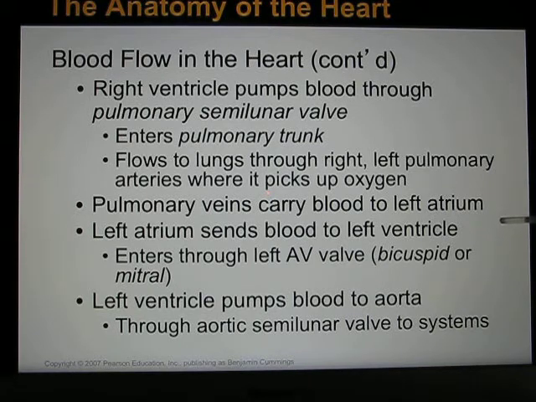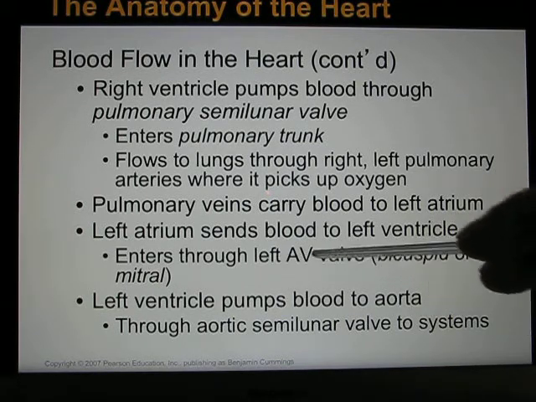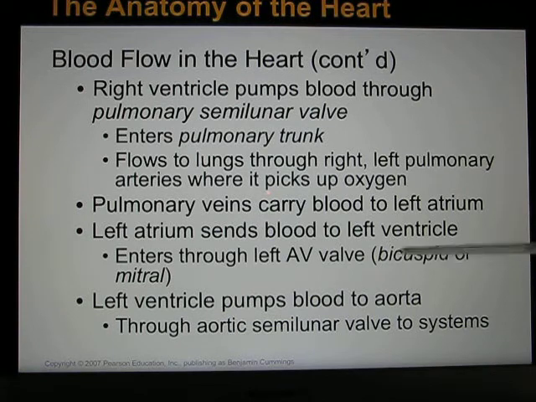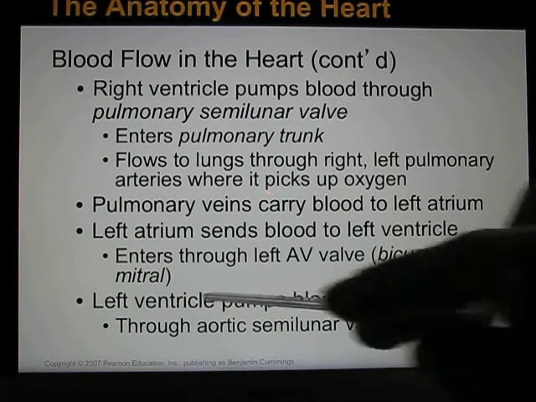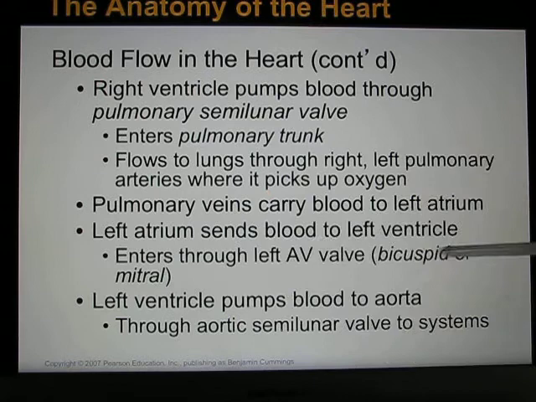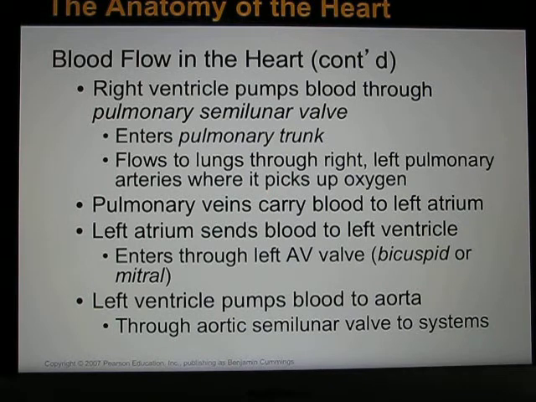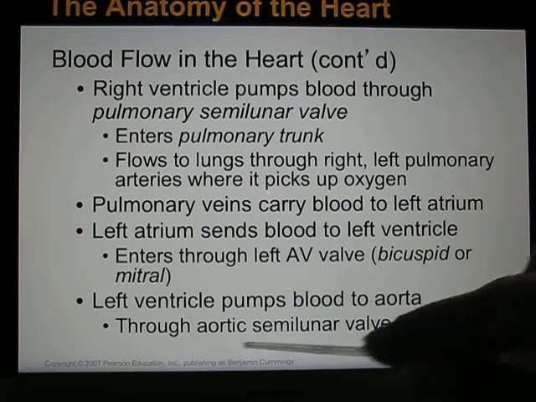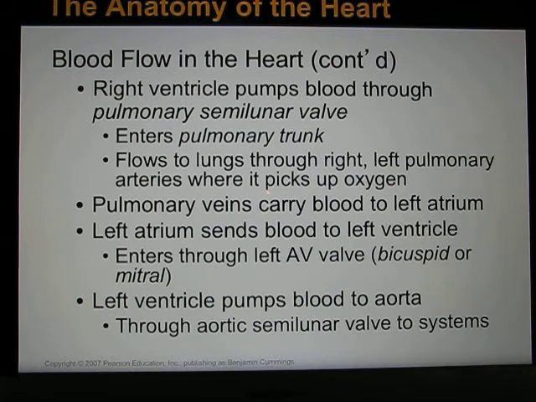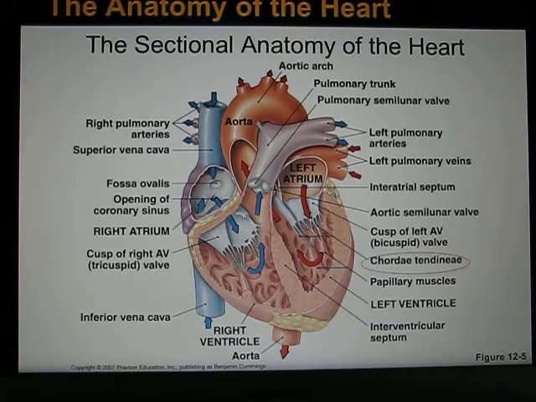From the left atrium, it will go through the left AV valve, also called bicuspid valve, also called mitral valve. Here are three names. And it will go to the left ventricle. Left ventricle is the big pump, and its job is to send the blood to your whole body. So it will go through the aortic semilunar valve, go to the aorta, and go to your whole body. So that's the blood flow.